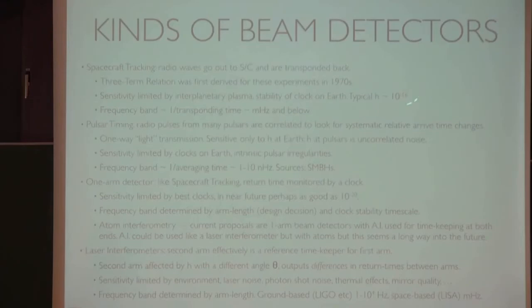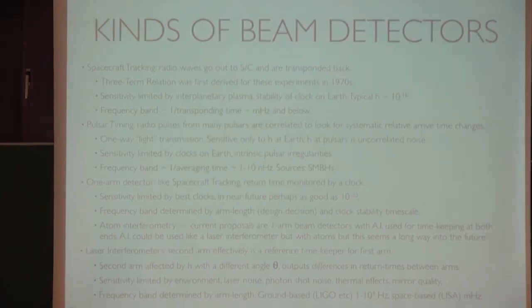And so the typical values of H that you can get from all this are around 10 to the minus 16. The frequency band is 1 over the time scale. So basically you're looking for effects that happen over the time scale of transponding and so on. So it's millihertz. And these experiments have been run many times. The Galileo mission was the most recent one, and they come out with numbers like that, but they have never detected gravitational waves.